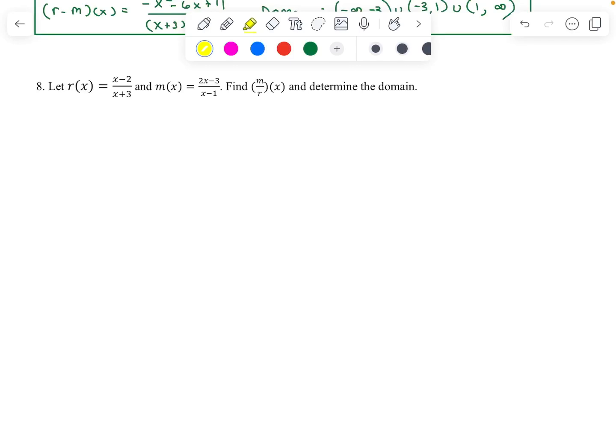Hello class, in this video I will be showing you how to find the domain of a quotient of two functions. Let's begin. Alright, so in example 8 we have the same two rational expressions from example 7.